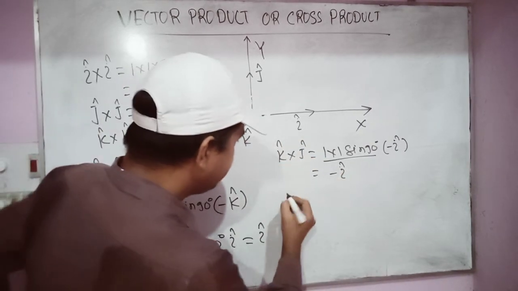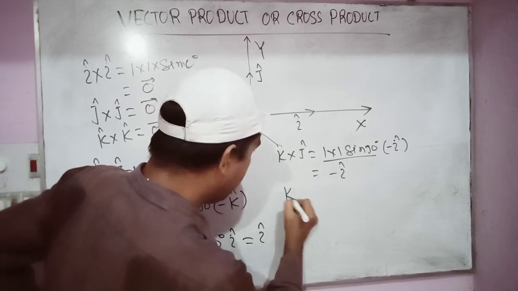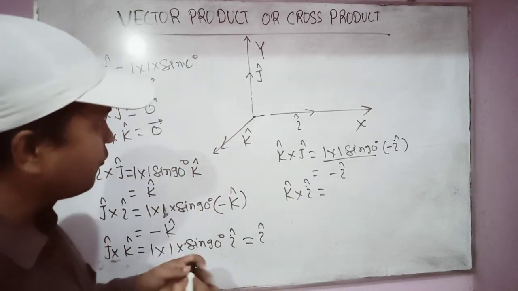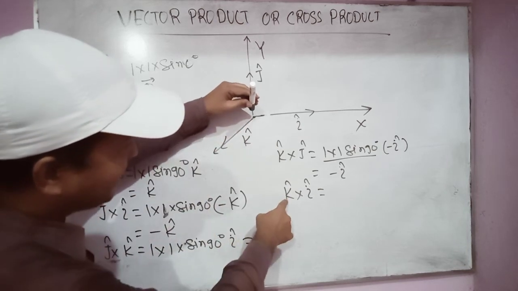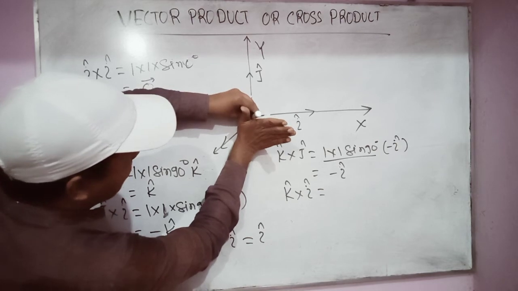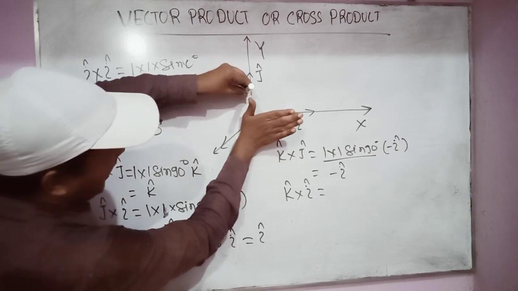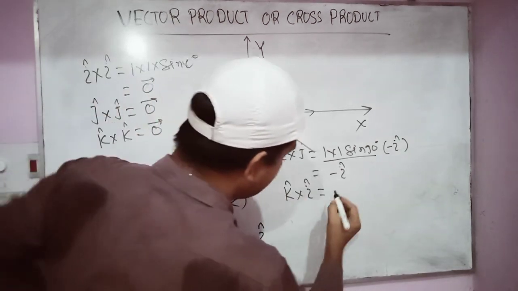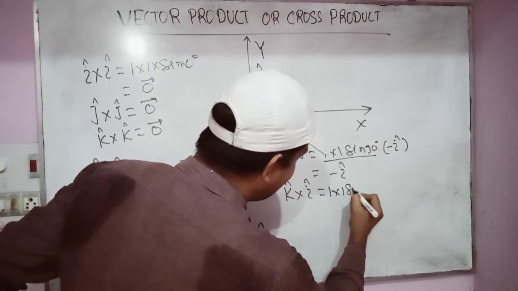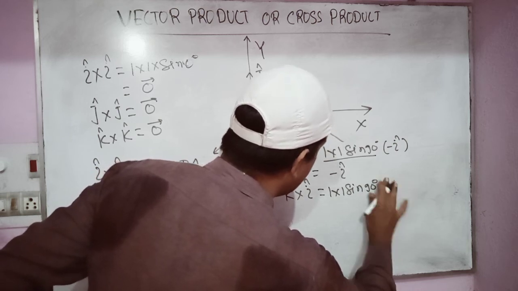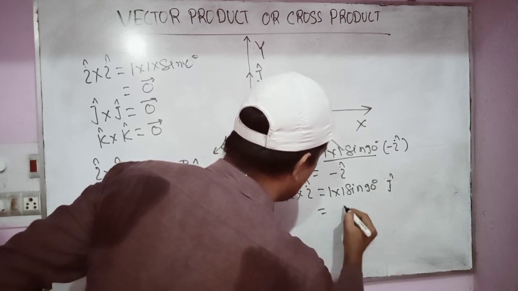Now what is k cap cross i cap? For this I point my four fingers along k cap, that is along the positive direction, and I curl them along i cap. So my thumb points along j cap. So this is equal to 1 into 1 sin 90 degrees j cap. This is equal to j cap.